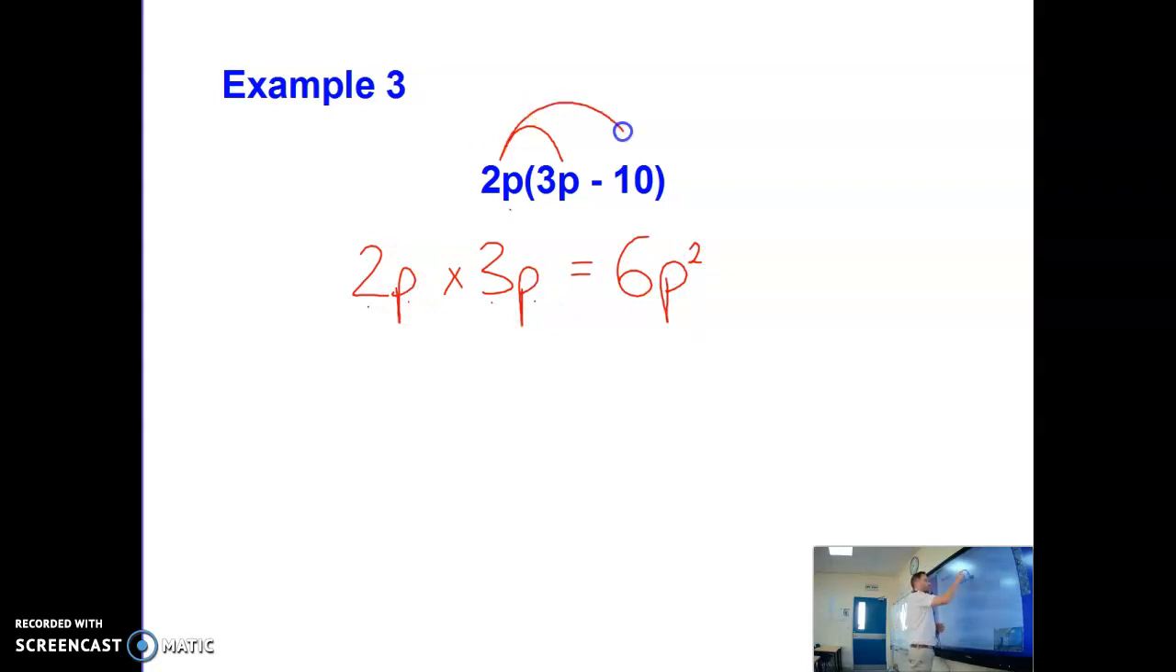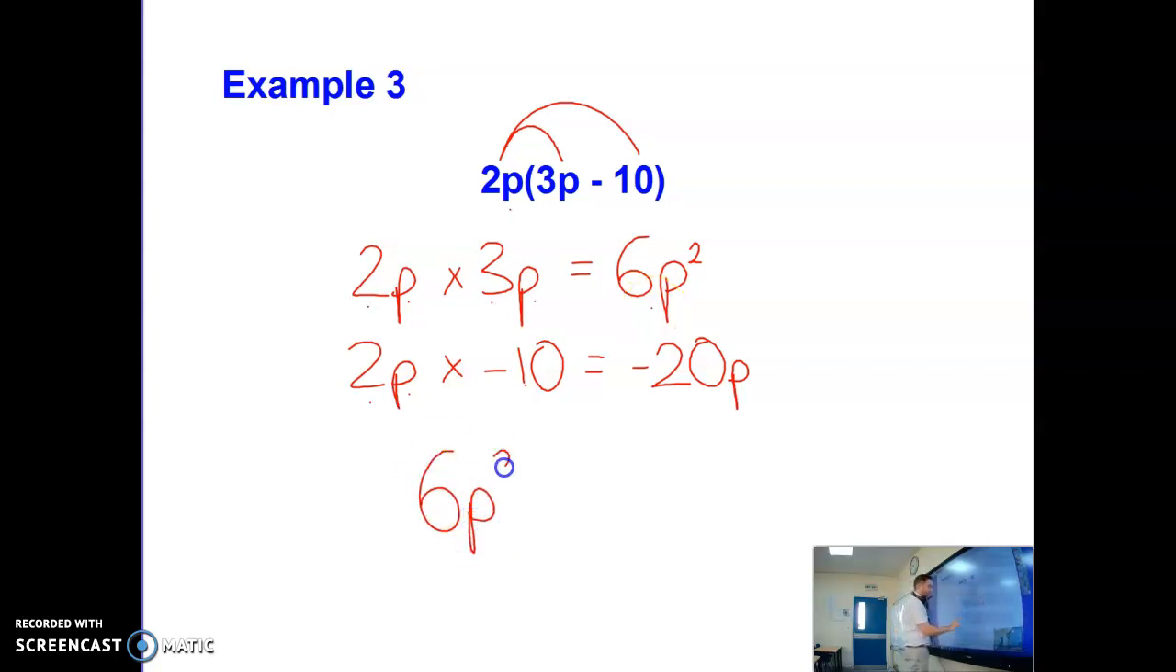Then we take 2p and multiply it by the negative 10. 2p multiplied by negative 10 is going to equal negative 20p. We simply do 2 times negative 10, and there's a single p there. So minus 20 p's. Now let's put it together. So we've got the 6p squared, and it's a negative 20p. And there's our answer. We did the 2p times the 3p, 2p times the negative 10.